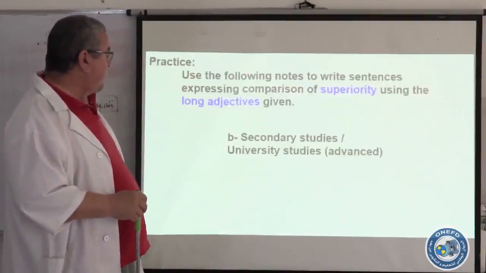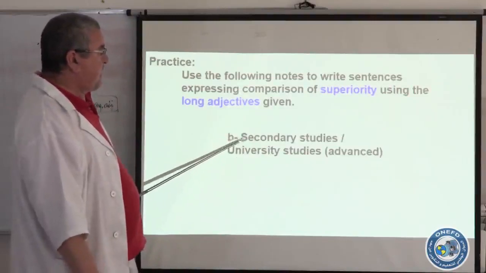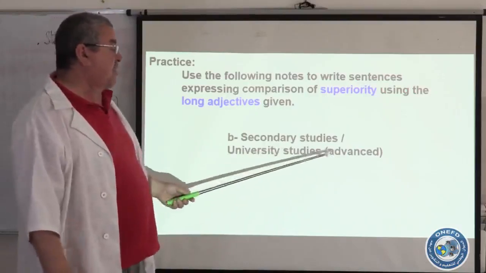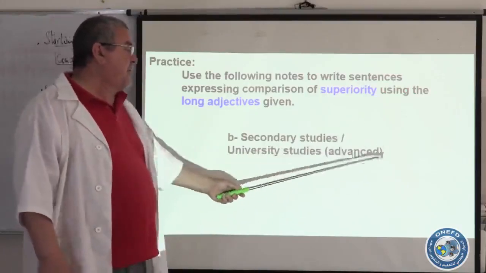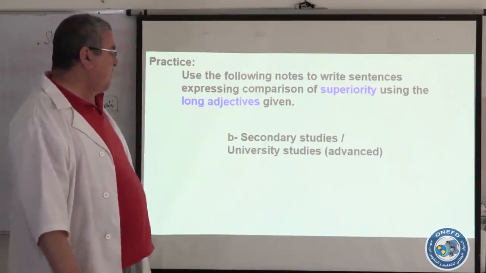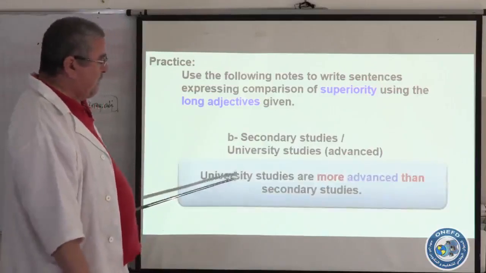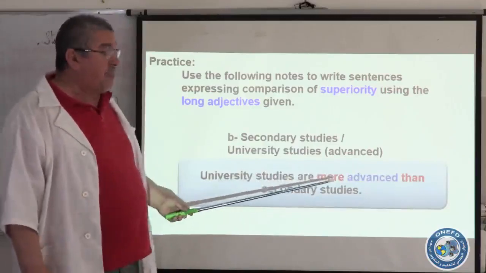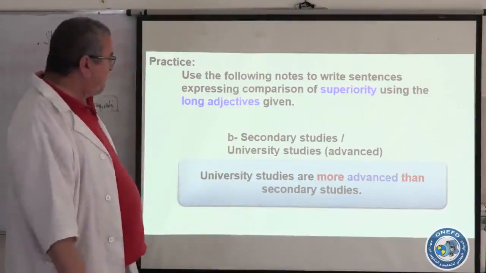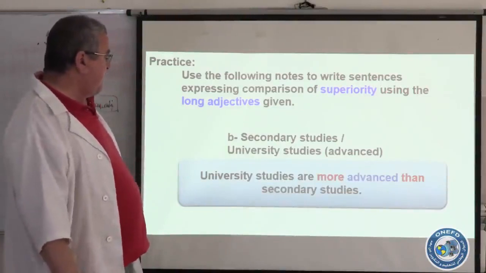Let's go to another example. The second example is secondary studies compared to university studies in terms of advanced. Which studies are more advanced than the other? Of course, it's university studies that are more advanced than secondary studies. There is more research and so on at the university.